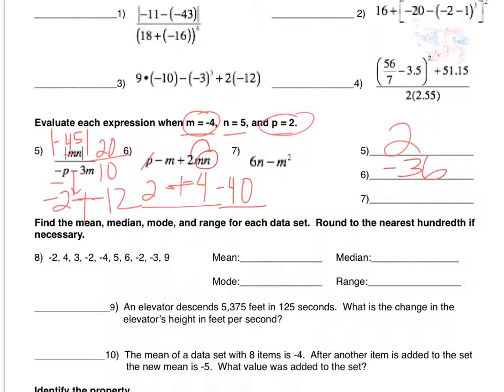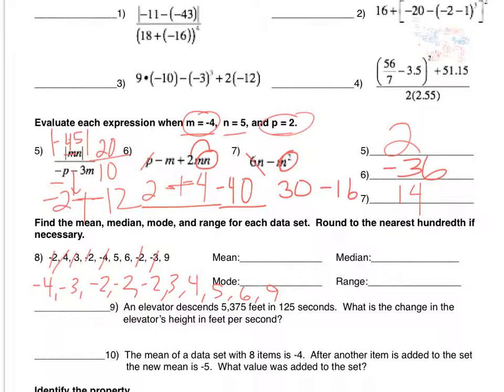On number 7, we have 6 times n, so that's 6 times 5, which is 30. And then take away m squared. m is negative 4, so negative 4 squared is 16. 30 minus 16 is 14.